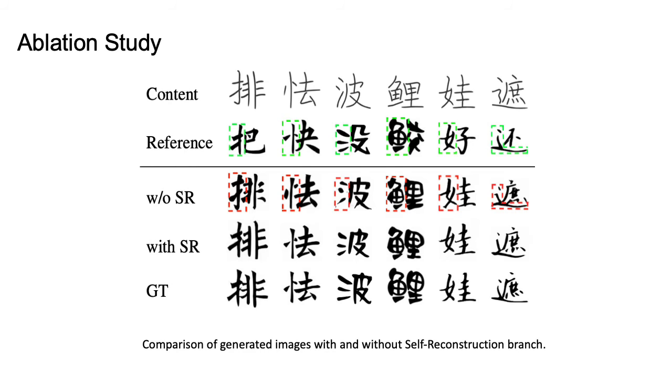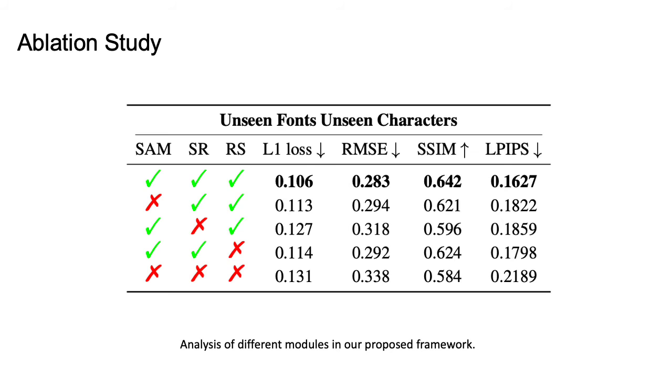For the ablation study, we first examined the self-reconstruction branch. Qualitative results show that it significantly boosts performance. Models without the self-reconstruction branch can hardly recover details from reference images. We also conducted an ablation study to examine the impact of the three key modules individually. By discarding the style aggregation module, self-reconstruction, and reference selection individually, we can see that all these modules have positive effects on the original model respectively. The model with three modules has the best performance in all evaluation metrics.